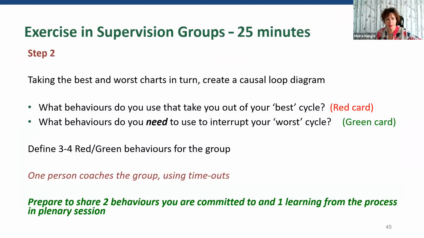So you can guess what's coming next. I'm going to ask you to take the best and worst, whether you use Jamboard, whiteboard, whatever you used, and see if you can create a causal loop diagram for your supervision group. Is there a way in which one behavior begets the other, begets the other? And what behaviors do you use that might take you out of your best? And are there behaviors that you would encourage one another to take that you could really interrupt your worst cycle? And define 3 or 4 reds and greens for your supervision group.